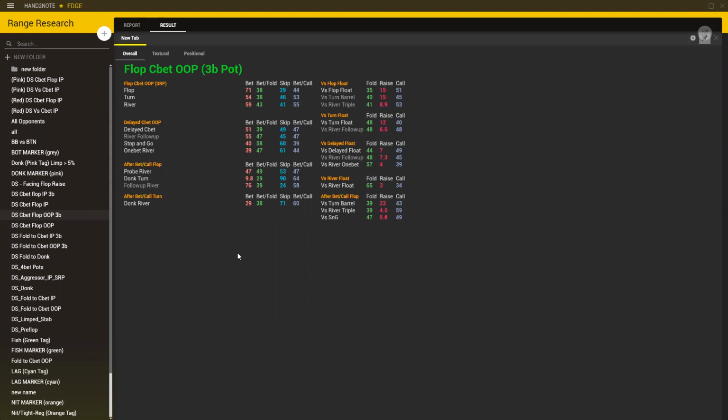Let's see what Yon says. You are on the flop c-bet 3-bet, maybe on flop c-bet single raise pot, you have delayed turn float. Yeah, we can have a quick look. So let's head to single raise. Let's see what we've got.